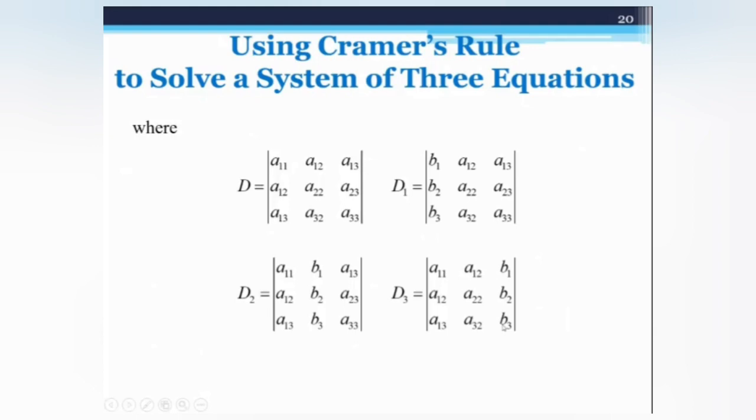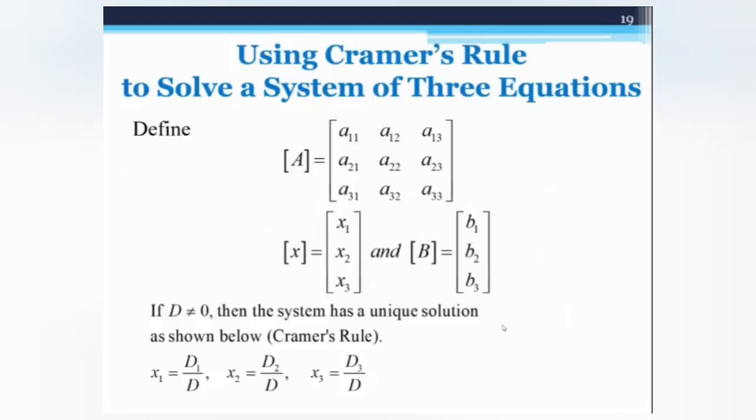And after that, X1 is equal to D1 by D, X2 equal to D2 by D, and X3 equal to D3 by D. So by using this Cramer's rule, we can find the value of X1, X2, and X3. Similar logic is applied in mesh analysis, right?